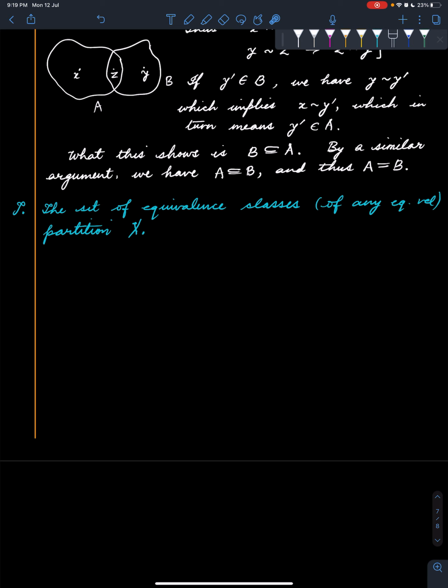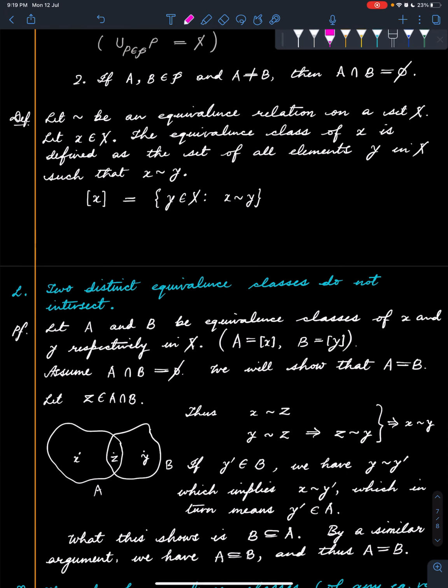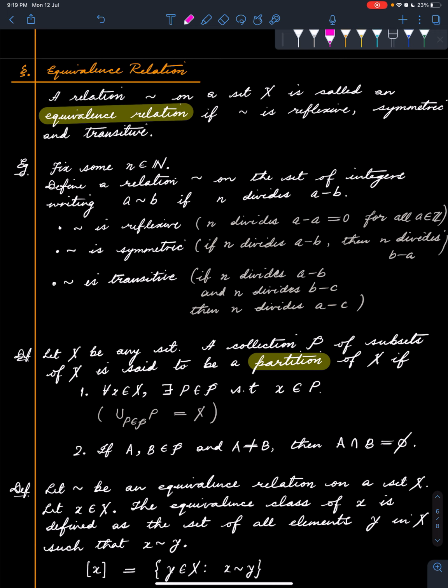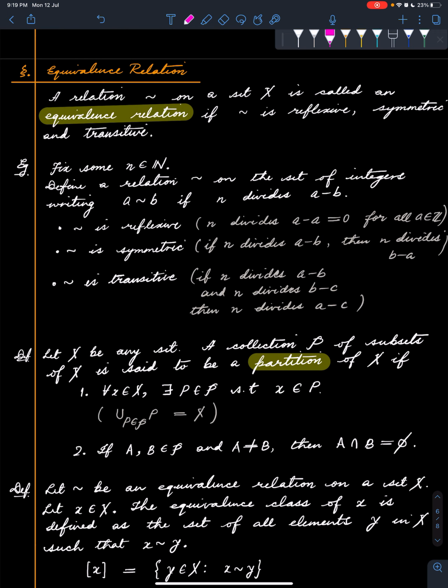And now here is a final point. So given an equivalence relation, or before that, let us pose an exercise. What are the equivalence classes under this relation that we discussed? Where is the relation? This one.